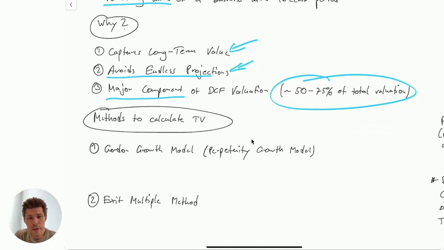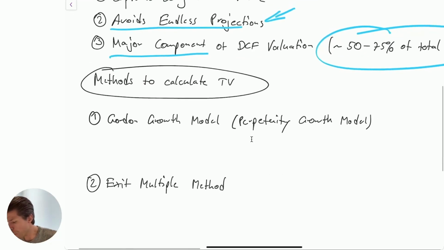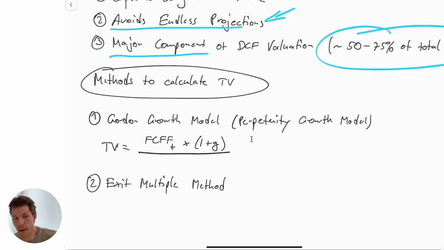There are a few methods to calculate terminal value. The first one is called the Gordon growth model, also called the perpetuity growth model, which is basically that your terminal value equals your free cash flow. I use free cash flow to the firm, doesn't matter in general, free cash flow in year T, which I will explain in a bit, times 1 plus your growth rate divided by your discount rate minus the same growth rate.